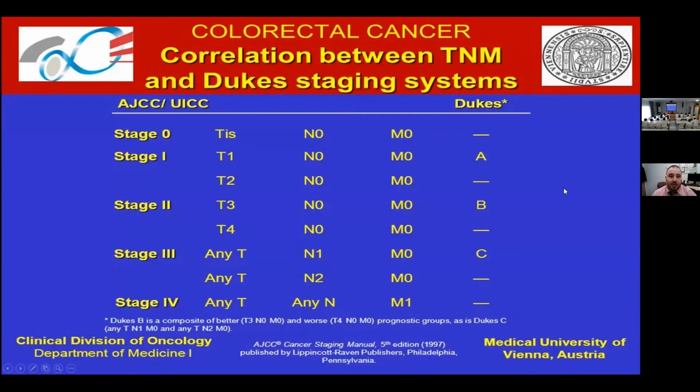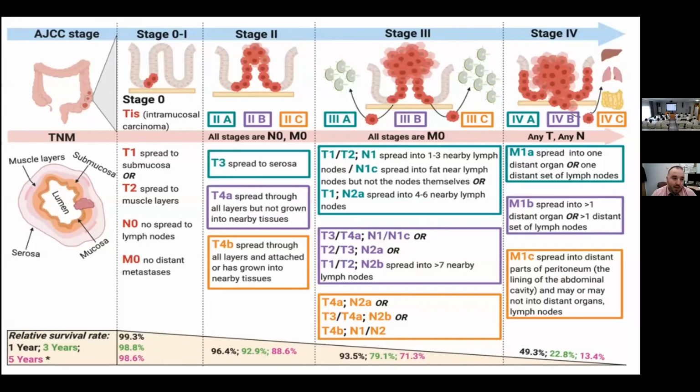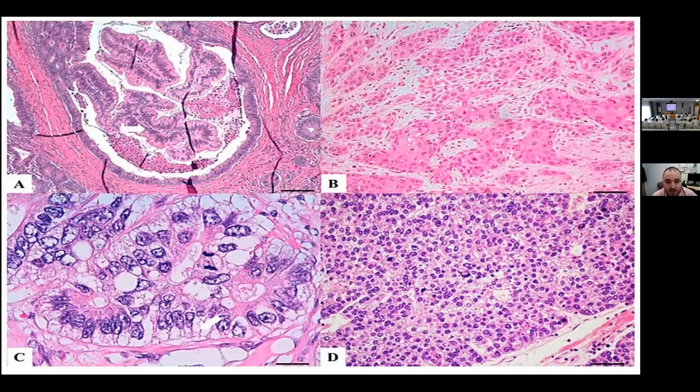So, as I was saying, in order to make an international unified classification, the Dukes and the TNM classifications have been unified, and it's been agreed that we will make a proper staging by using two of them together. And in this way, as surgical consultants, we need to know both when we're talking about colorectal cancer.